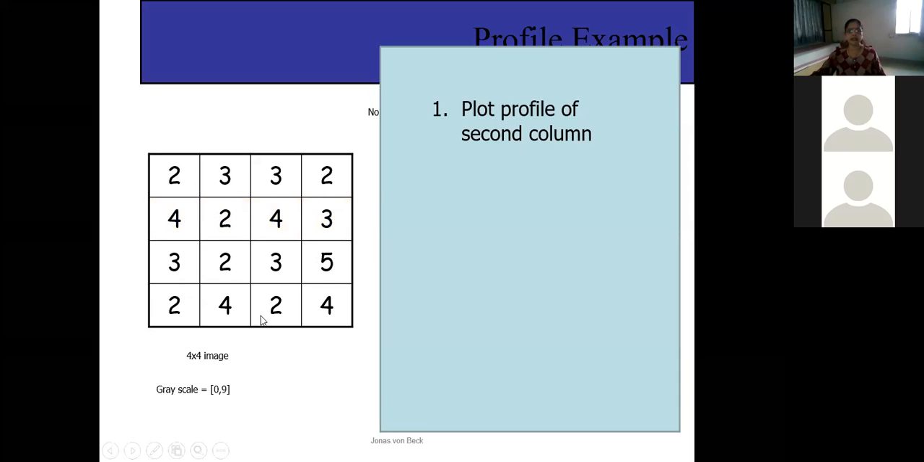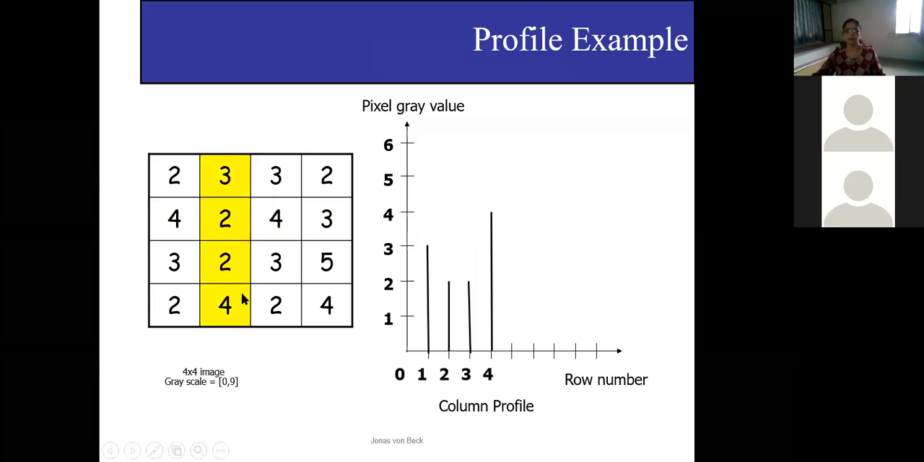So consider now the second column and try to plot the profile for this particular second column. Now for column profile, your x-axis indicates row number. Row 1, row 2, row 3, row 4. Okay. So on the x-axis, you have row numbers, and the y-axis will indicate amplitude of pixels from this particular second column. Okay. So this is your second column, and this is the column profile for the given 4 by 4 image.